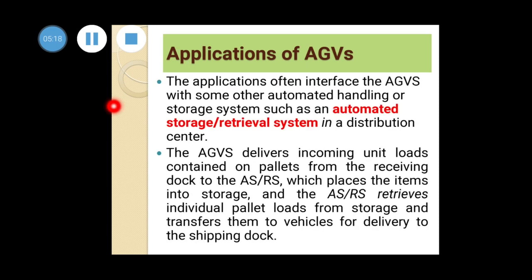The applications often interface the AGVs with some automated handling or storage systems, such as an automated storage retrieval system in a distribution center. The AGVs deliver incoming unit loads contained on pallets from the receiving dock to the receiving station, which places the items into the storage, and the station retrieves individual pallet loads from storage and transfers them to vehicles for delivery to the shipping dock.